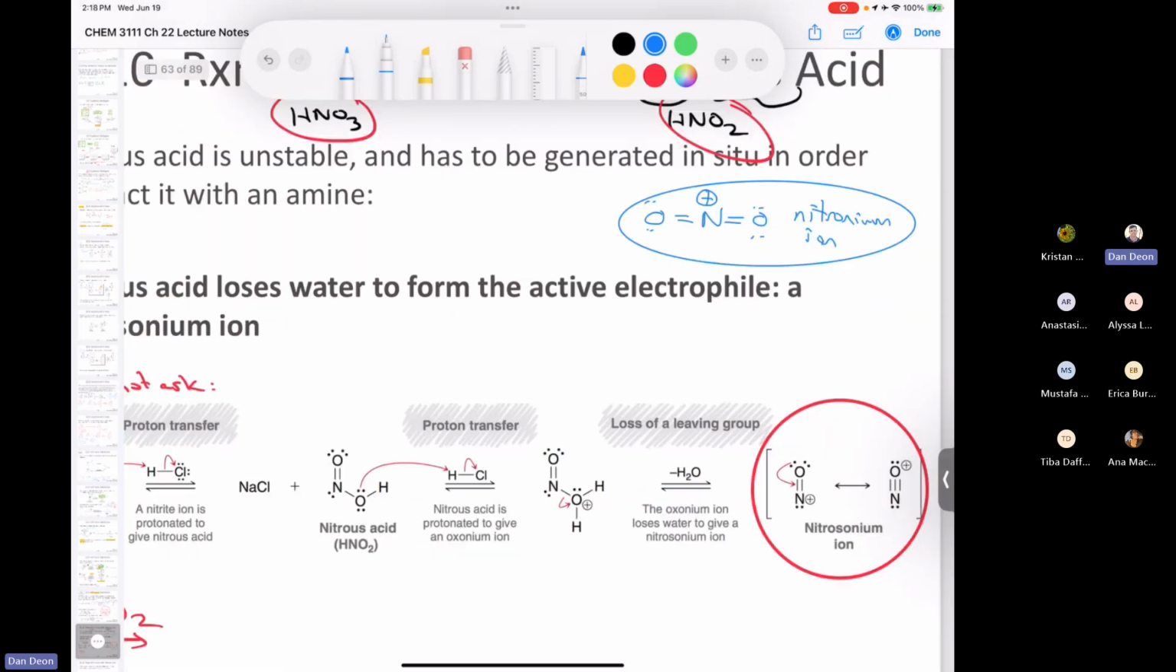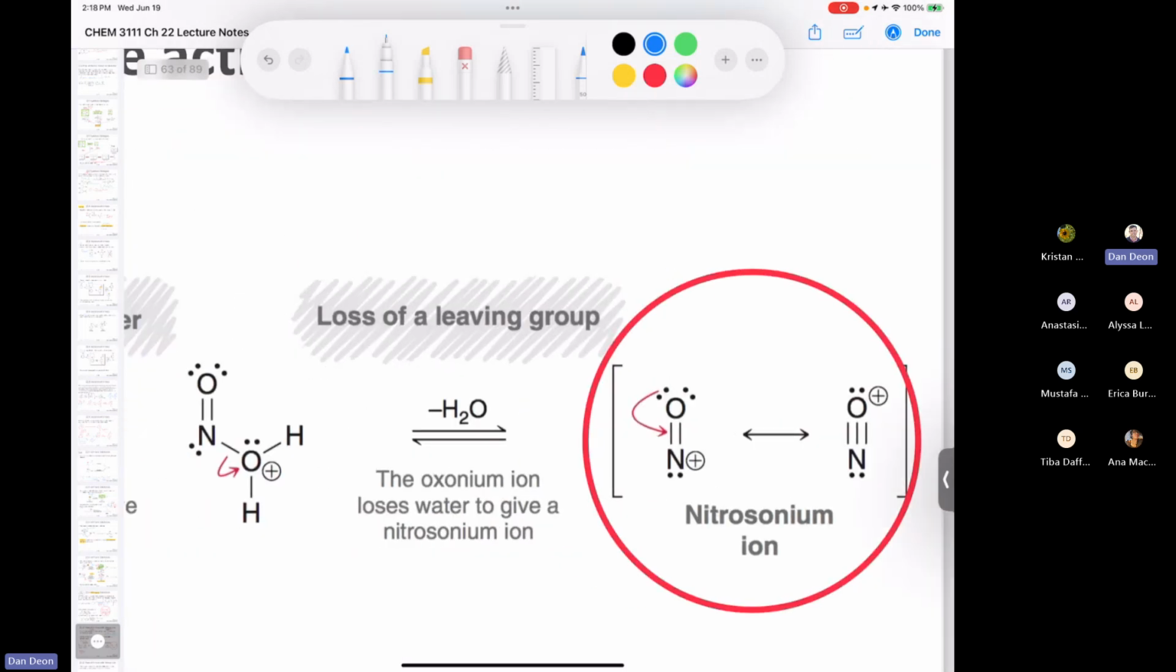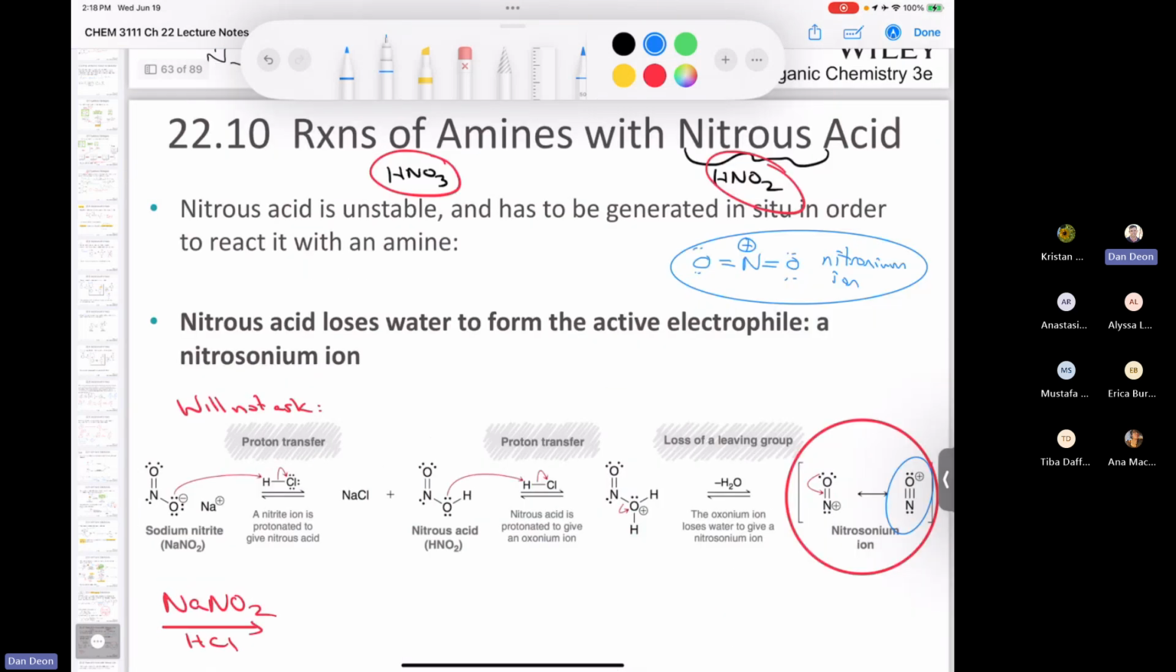You can see it's got 2 resonance forms here. The one that would contribute more to the resonance hybrid would be this one, even though the positive charge is on the more electronegative element. In the one in the blue circle, both atoms have a complete octet, whereas the nitrogen doesn't have a complete octet in the first structure. All right, so that's how you form HNO2.